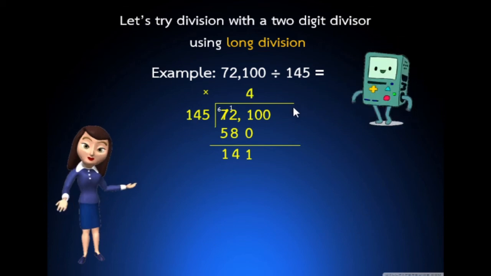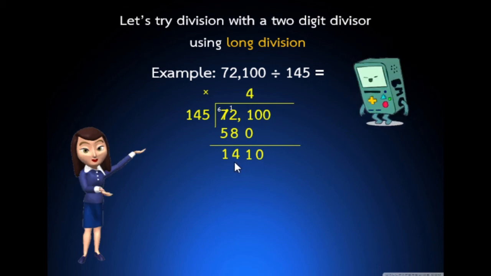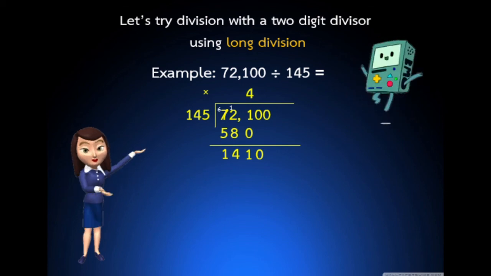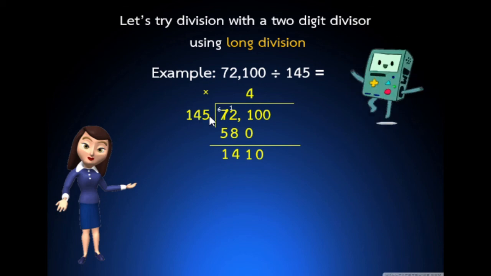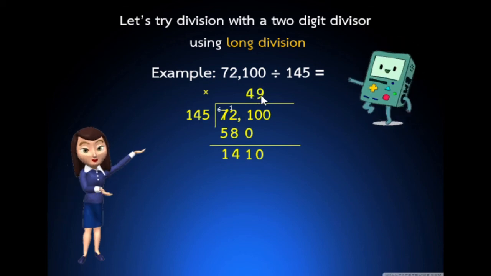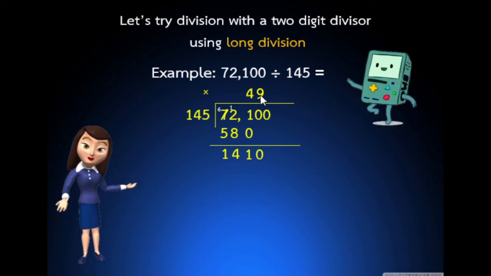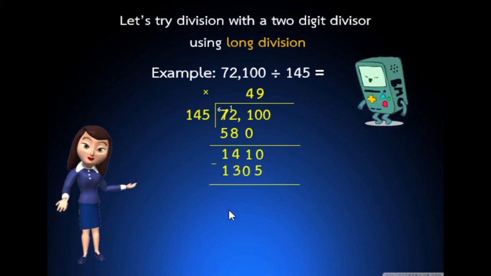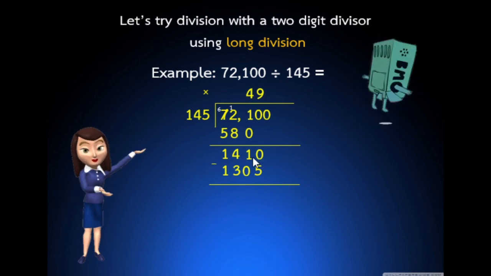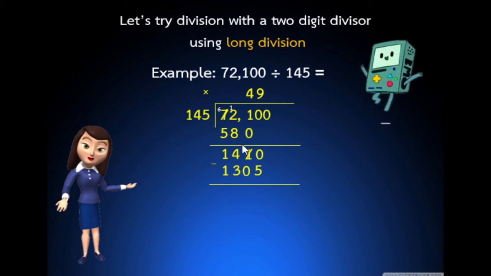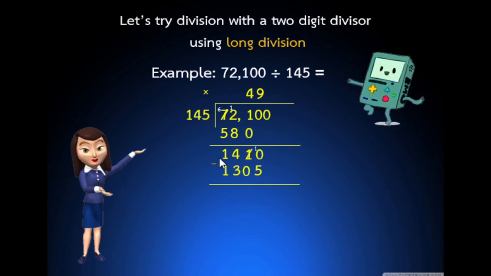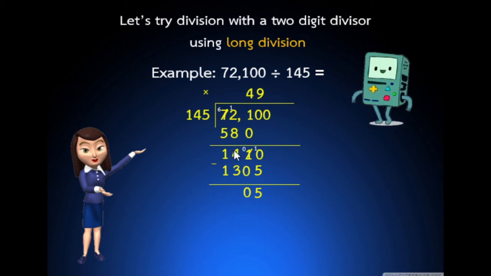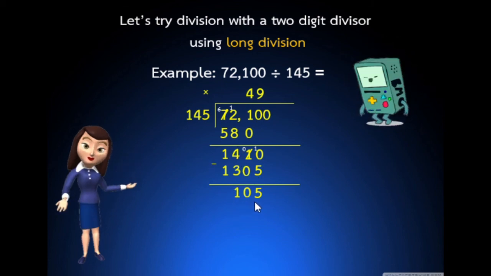So we need to drop 0. So it's now 1,410 divided by 145. We get 9. 9 times 145 is 1,305. And then we subtract. 0 minus 5 cannot be. Borrow 1 from 1. 1 becomes 0 and 0 becomes 10. 10 minus 5 is 5. 0 minus 0 is 0. 4 minus 3 is 1. So we have here 105.